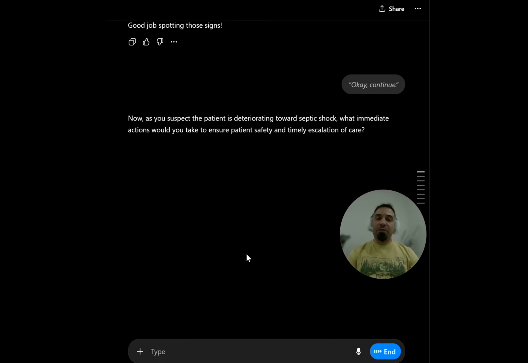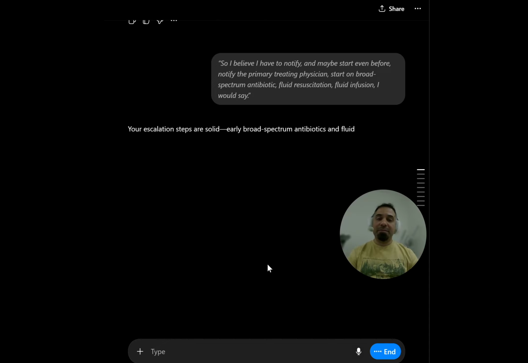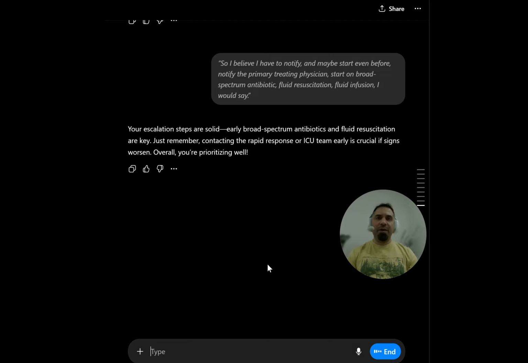So I believe I have to notify, and maybe starting even before, notify the primary treating physician, start on broad spectrum antibiotic, fluid infusion, I would say. Your escalation steps are solid. Early broad spectrum antibiotics and fluid resuscitation are key. Just remember, contacting the rapid response or ICU team early is crucial if signs worsen. Overall, you're prioritizing well. Okay, can you give me final score of what I've answered?